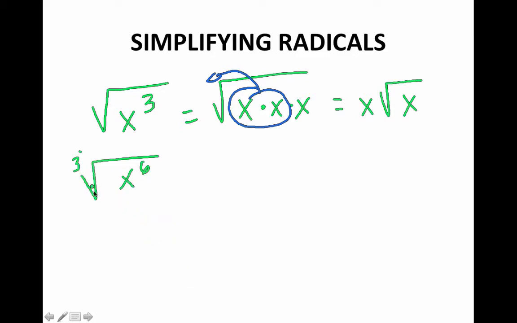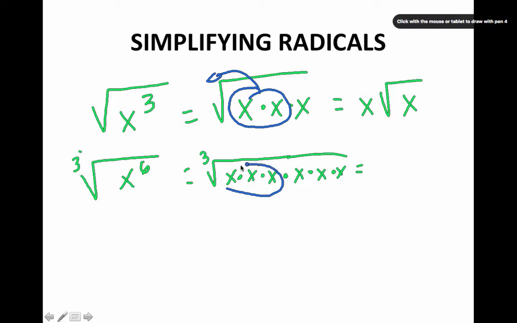Let's look at this example, cube root of x to the sixth. So I'm looking for groups of 3. Well, x to the sixth is x times x times x times x times x times x, right? Well, I have 2 groups of 3 x's. So that means I can pull each of these out. Those go out and this goes out. And then when you pull those factors out, you're going to multiply them together. So I'm left with x squared.